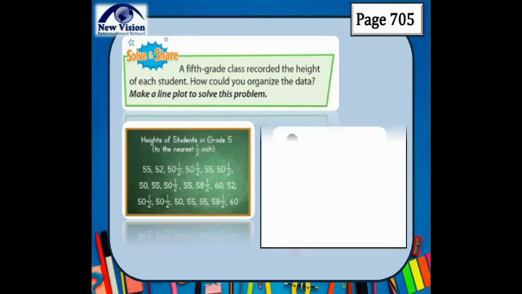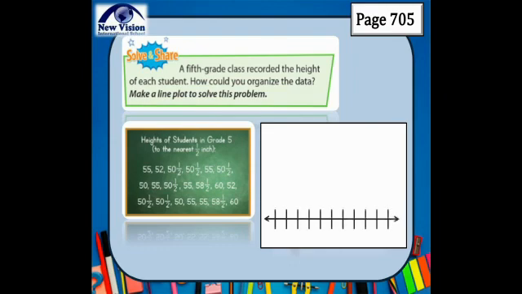Okay, let's start. In making a line plot, the first step is to make a number line. Here, our number line has an interval of 2. So we start from 50, 52, 54, 56, 58, and 60. Don't forget to put the title of your line plot, which is the height of students in inches. Okay, let's start organizing our data.